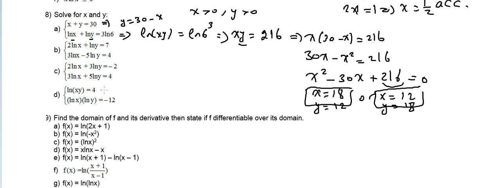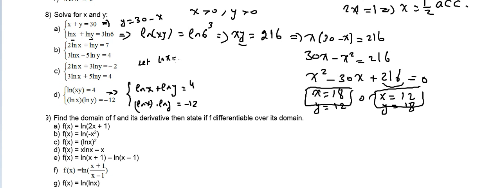Ln x times y equal 4. How can we simplify this system? It's ln x plus ln y equal to 4. And ln x times ln y equal to minus 12. In this case, let ln x equal a and ln y equal b. Let me replace this by a plus b is equal to 4 and a times b is equal to minus 12.